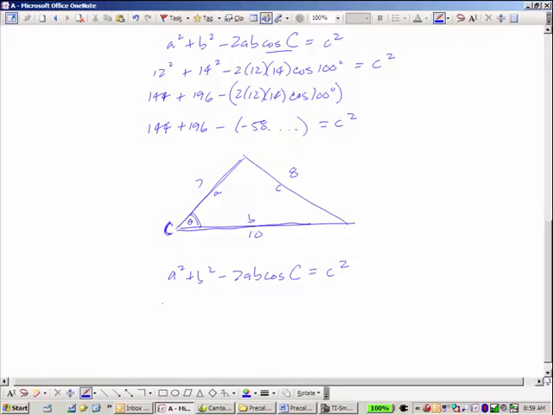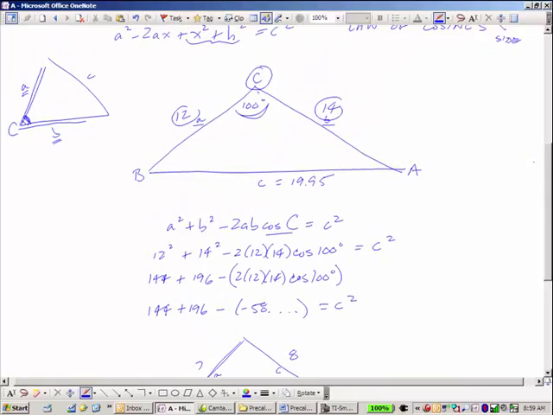So I could set up 7 squared plus 10 squared minus 2 times 7 times 10 times the cosine of, I don't know, is equal to 8 squared. And you could solve that. I'm not going to do it right now, but that's something you could solve. So the law of cosines will find you an angle if you have 3 sides, or it will find you a side if you have 2 sides and the angle between them.